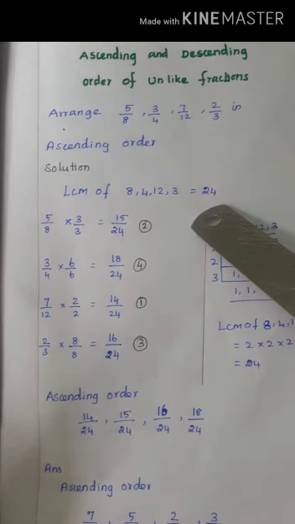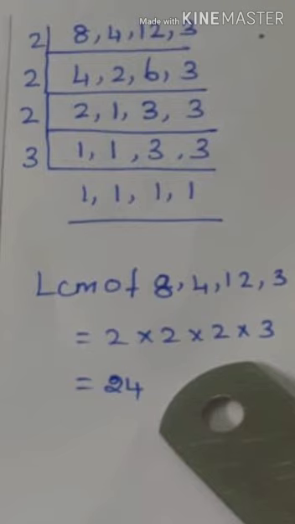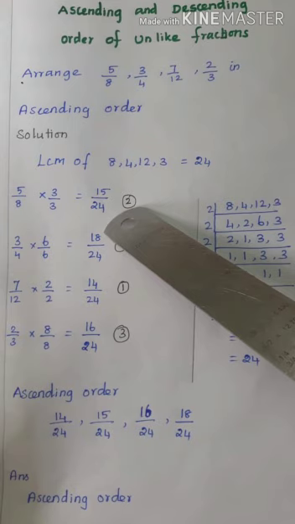First, find the LCM of your denominators 8, 4, 12 and 3. Put them into the division bar and take the common divisors out and multiply the factors on the right side. We get 24. Then convert all the fractions into the same denominator 24. The first fraction is 5 by 8. Now which number should be multiplied with 8 to get 24? Yeah, good. It's 3 because 8 threes are 24. Then multiply the same number to the numerator also. We get 15. So 5 by 8 is equal to 15 by 24.